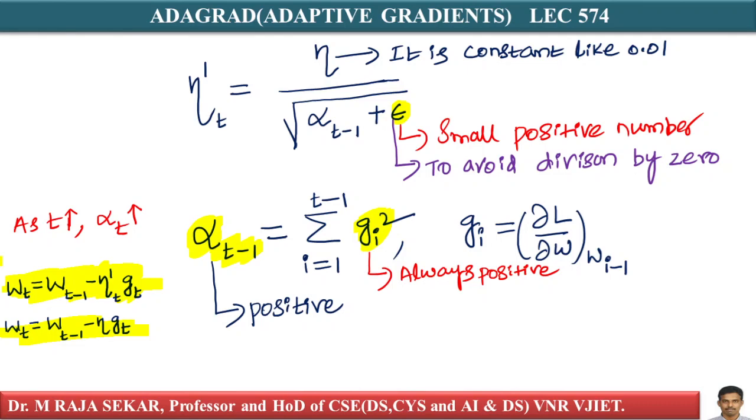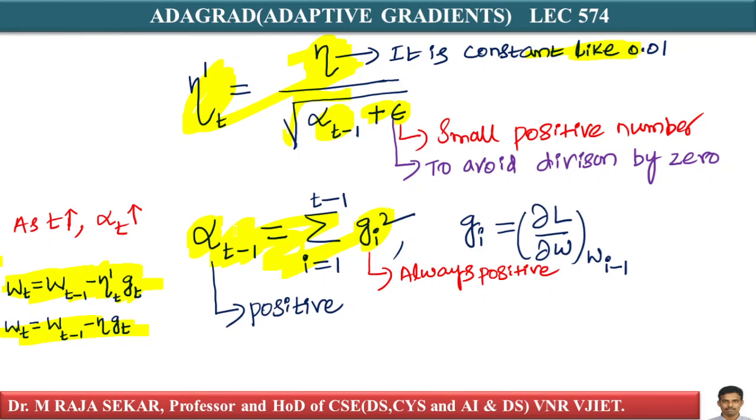How does it change? My learning rate for each weight at each iteration is some constant. What is this constant? My learning rate eta dash t is equal to eta divided by the square root of alpha t minus 1 plus epsilon. What is this alpha t minus 1? Alpha t minus 1 is built from the gradient, isn't it?